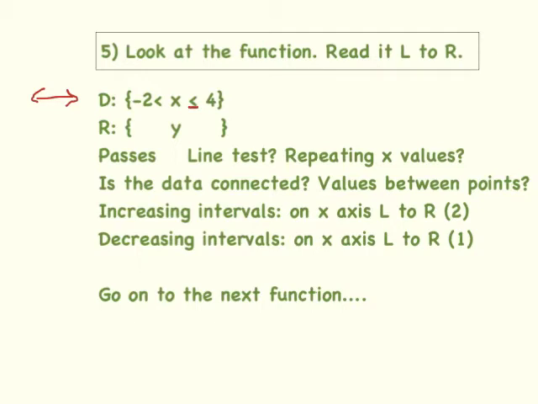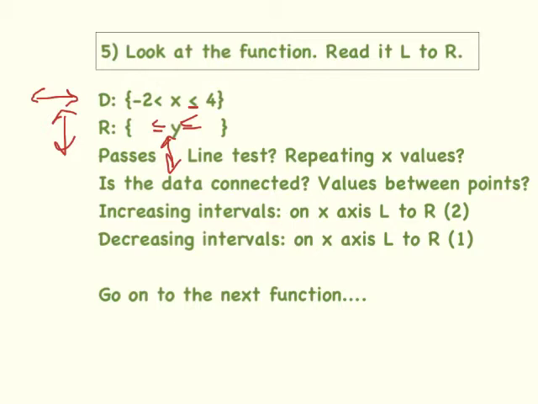For the range, we're looking at the up and down values. So look at the smallest value, and that is a filled in dot, so that's going to be less than or equal to. And then the upper value, the maximum value, that's also filled in, so that's going to be a less than or equal to. Fill in those values as best you can. Then answer your question, is the relation also a function? And you would say, does it pass the vertical line test? Does it have repeating x values?